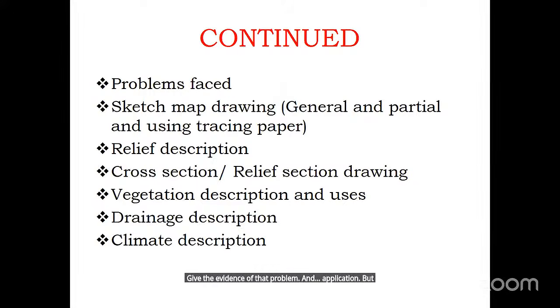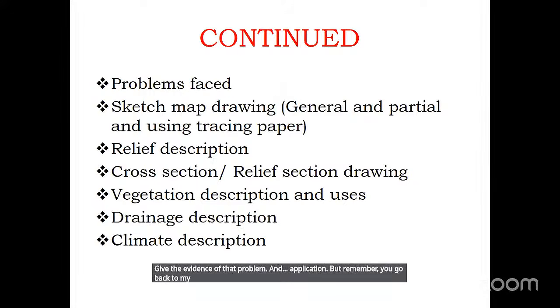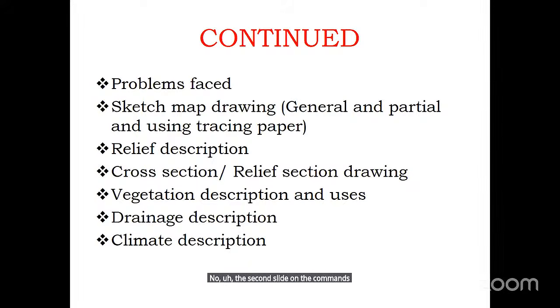But remember, you go back to my first slide. No, the second slide on the commands of the words. Have they told you to explain? Have they told you to outline? Have they told you to describe? If they have done that, a problem is not a problem, not until it becomes a problem.